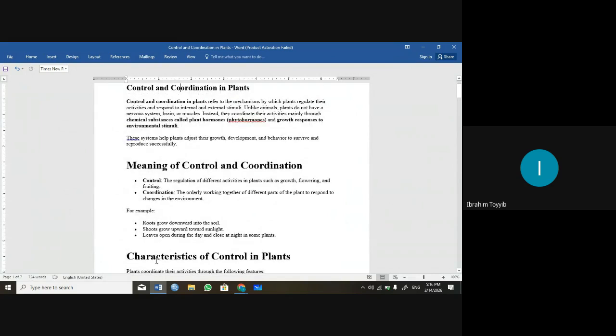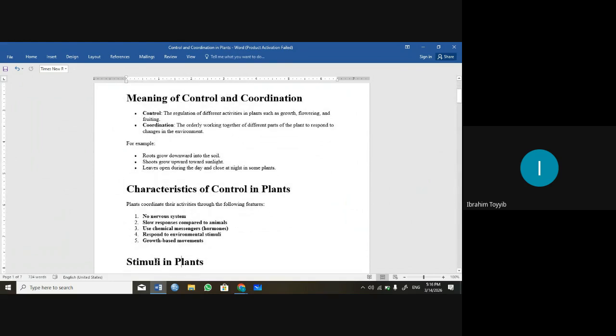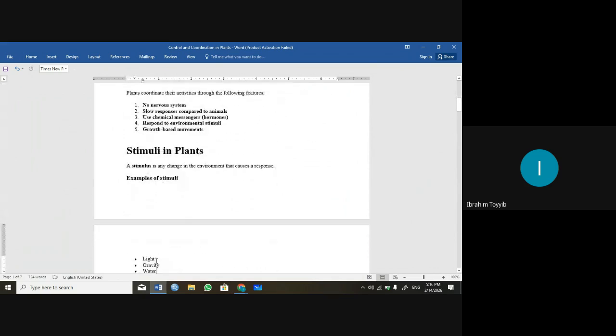We are looking at control and coordination in plants. We've treated control and coordination in animals. Unlike animals, plants do not have a nervous system, brain, or muscle. Rather, they use chemical substances like hormones, the plant hormones, also referred to as phytohormones, to respond to external stimuli with some part of the plant. The shoot, for example, moves upward towards the sunlight, and the root grows downward towards the soil.